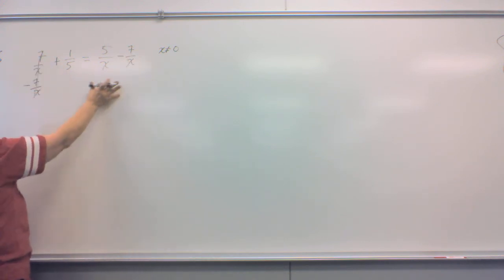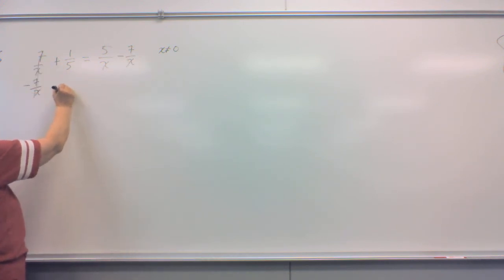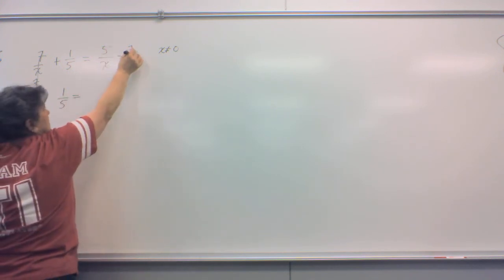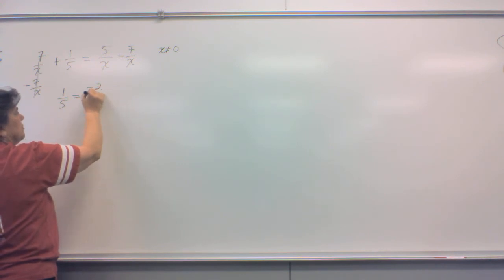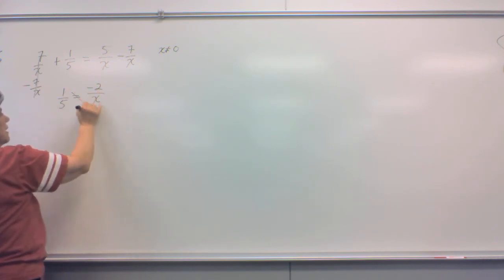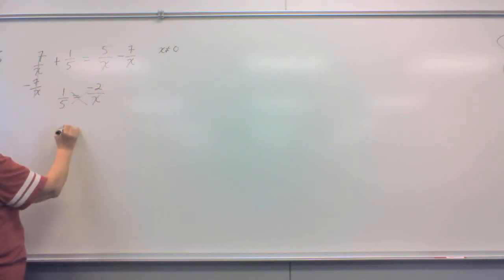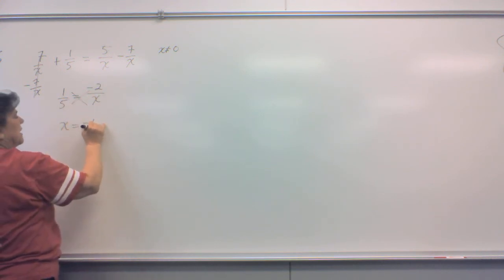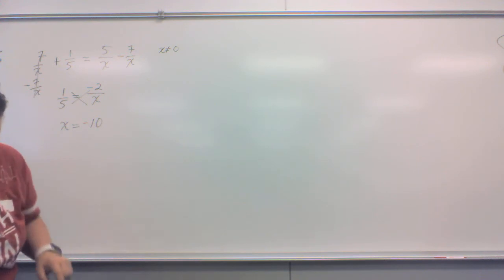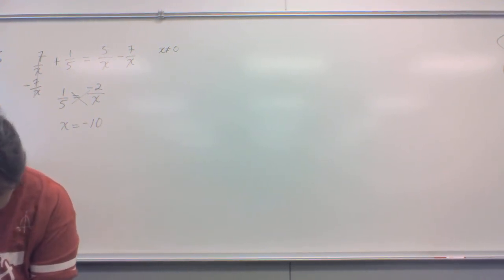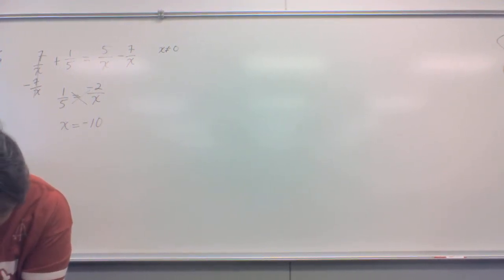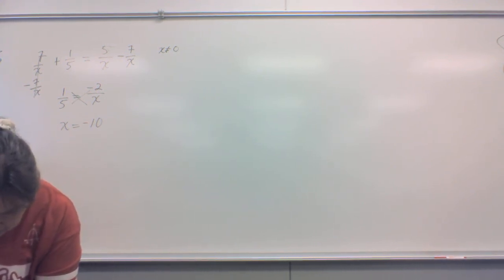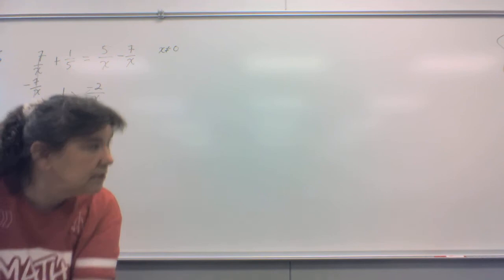So I end up with the same kind of terms on one side. So I have 1/5 is left here is equal to 5 minus 7, which is a negative 2 over x. Again, your cross products, 1 times x is x, and it's equal to 5 times negative 2, which is a negative 10. I think we got one more of that kind, and we'll do it.